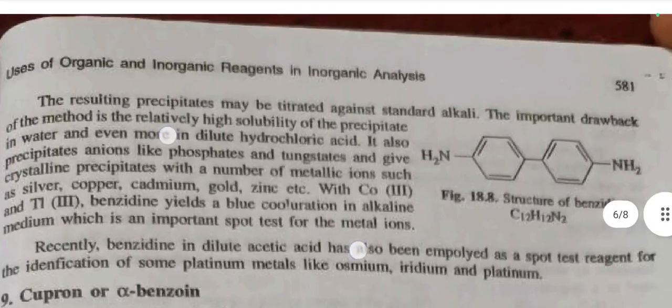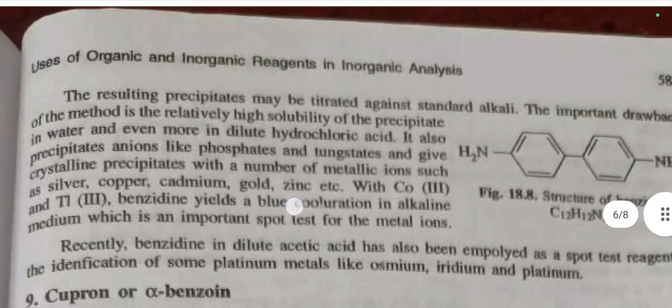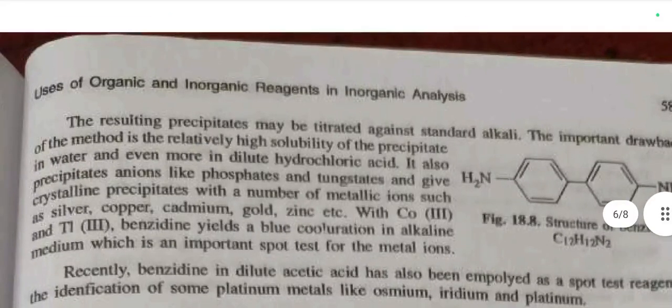The important drawback of the method is the relatively high solubility of the precipitate in water and even more in dilute hydrochloric acid. It also precipitates anions like phosphates and tungstates and gives crystalline precipitates with a number of metallic ions such as silver, copper, cadmium, gold, zinc, etc., with cobalt 3+ and Ti3+.